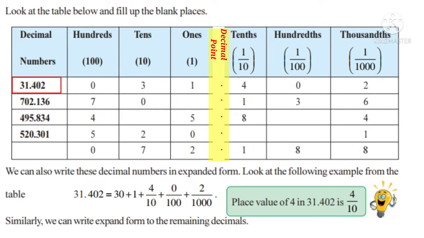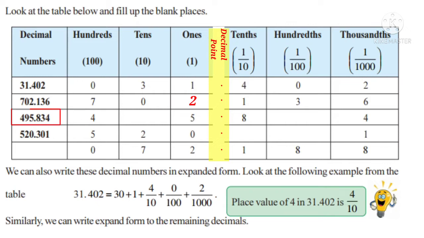Now the second decimal number, 702.136. Put a point at the decimal point column. In ones put 2, in tens put 0, in hundreds put 7, and on the right side, in tenths, hundredths and thousandths put 136 sequentially.